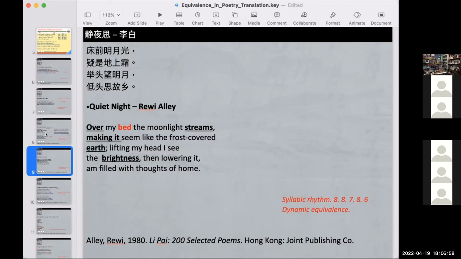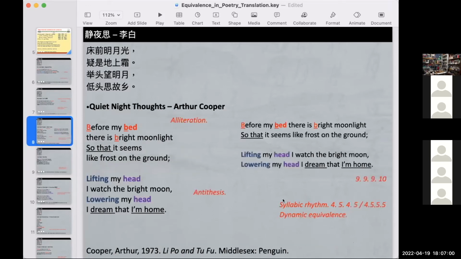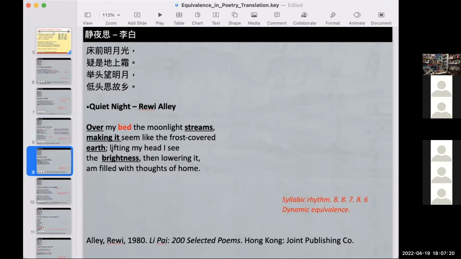And also the previous one, this is dynamic equivalence. This is not formal equivalence. This is dynamic. Because his main target is the English reader. His main focus is the target reader, not the source reader. Both of them, over my bed, the moonlight streams, making it seem like.